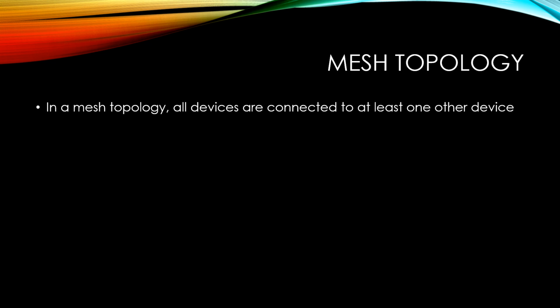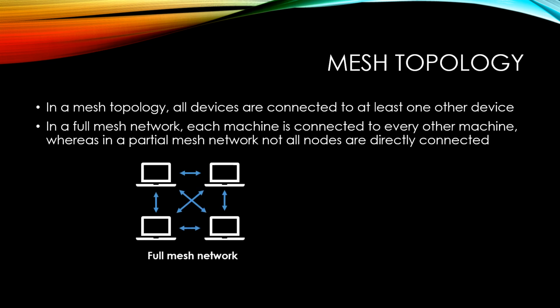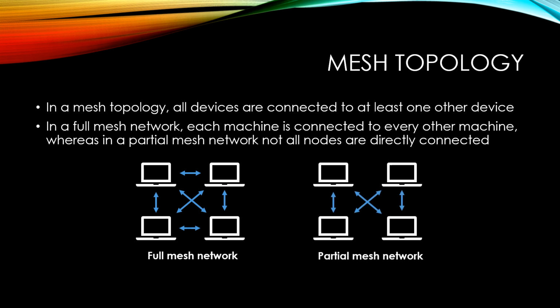In a mesh topology, all devices are connected to at least one other device, but more frequently to at least two other devices. In a full mesh network, each machine is connected to every other machine, whereas in a partial mesh network, not all nodes are directly connected. This makes it easier to set up, but less efficient.